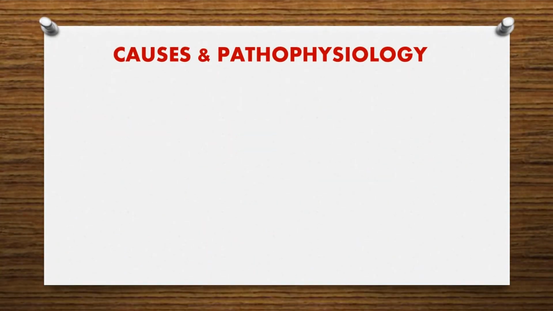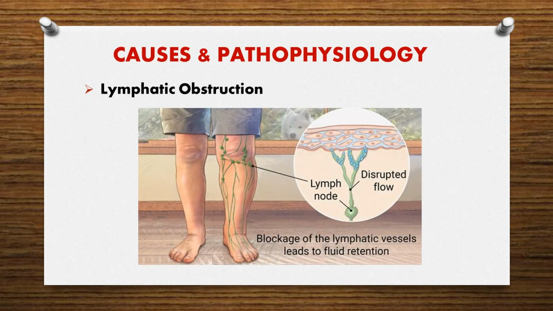Now the question arises, what causes edema? What is its pathophysiology? One of the major causes of edema is lymphatic obstruction. Normally, interstitial fluid in tissue spaces escapes by way of the lymphatics. As we know, the lymphatic system is a part of the circulatory system and immune system, which is mainly responsible for removal of interstitial fluid from the tissue.